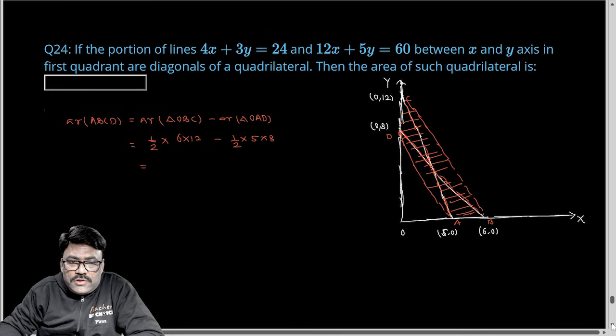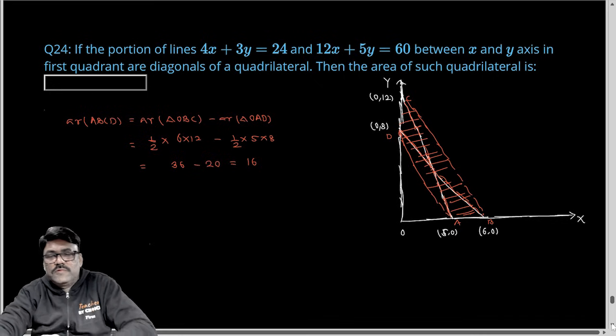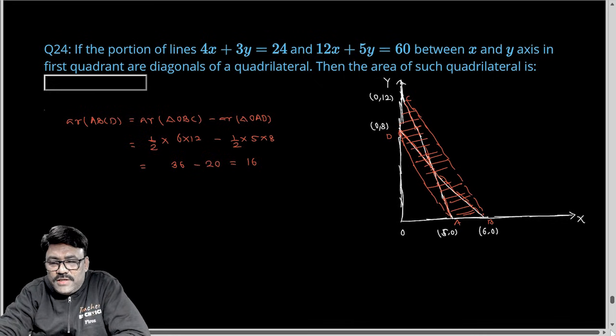So this will be what? 36. And this one is what? 20. So hence it is 16. So the area of this quadrilateral will be 16, right?